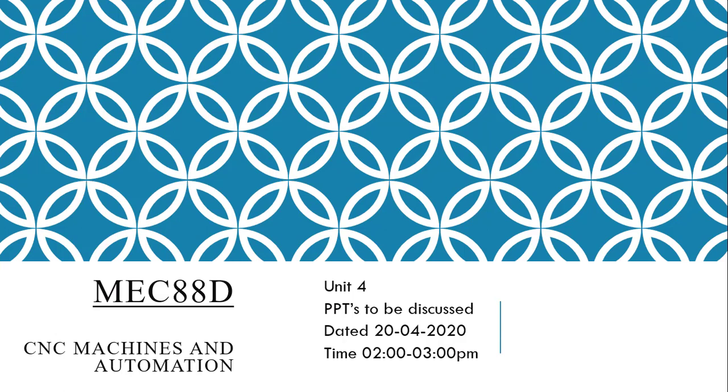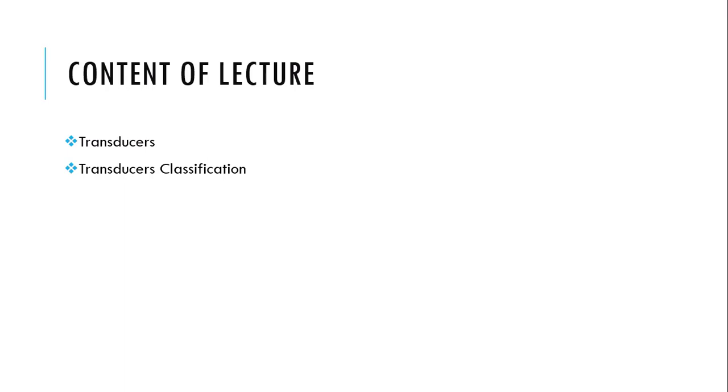Today we are going to discuss a very special topic which is very useful in designing the construction of your CNC. The major important part of this unit will be the transducers and transducers classification. It is important from your examination point of view, as well as whenever a machine is to be manufactured, these transducers are to be used, because a CNC machine is completely dependent upon the sensors and transducers. Correct? So I'm going to discuss the transducers and their classification.